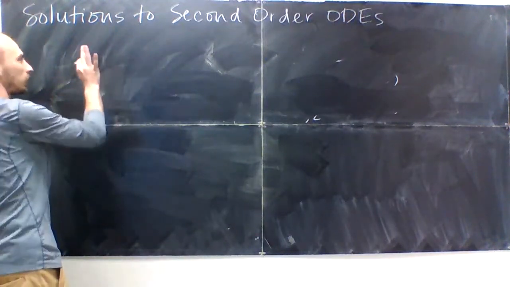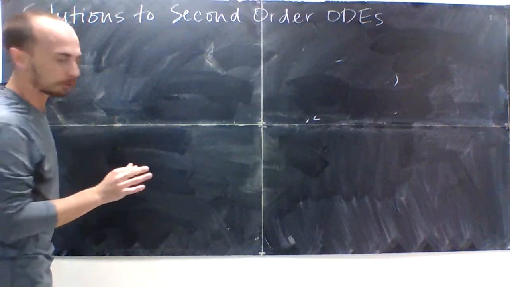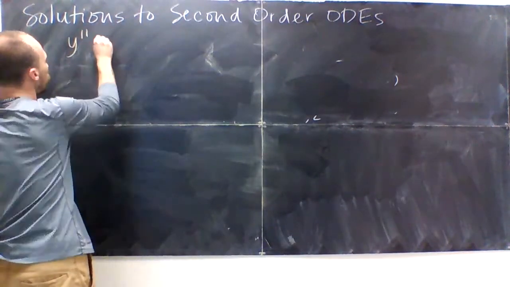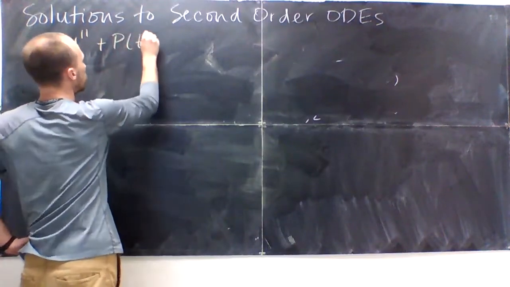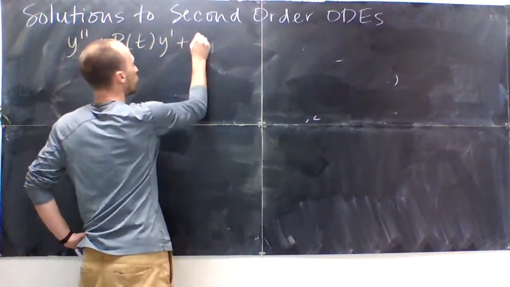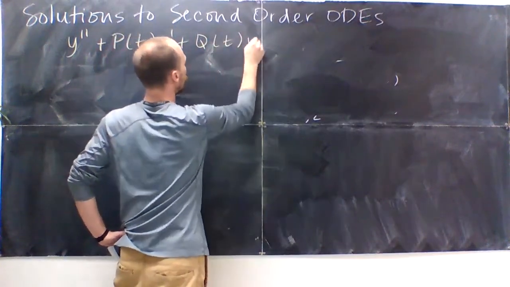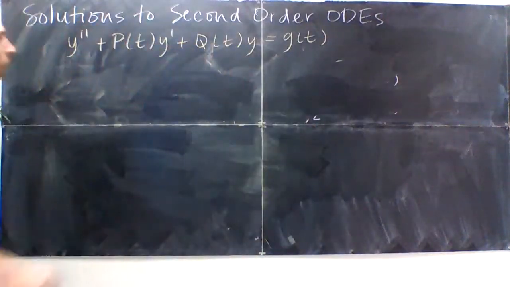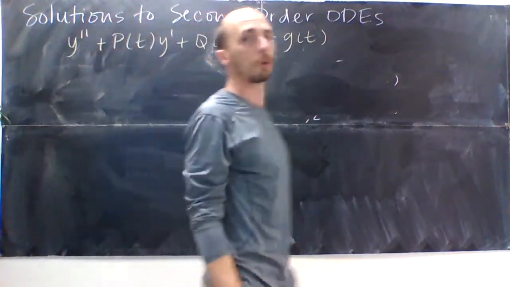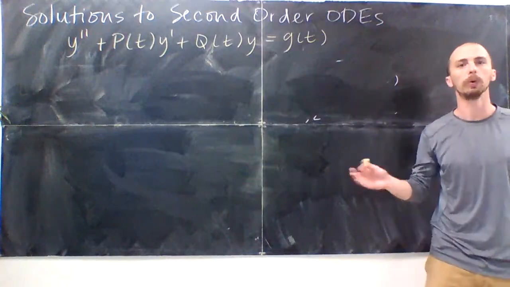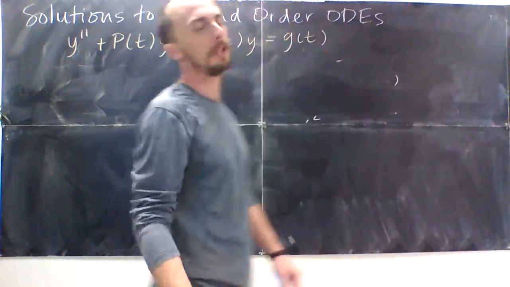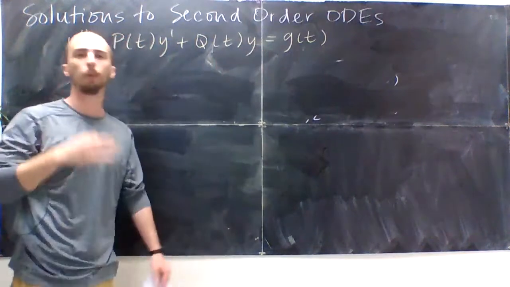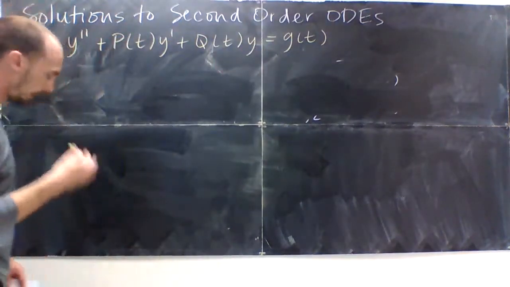Again, just to remind you, I'm talking about a linear second order ordinary differential equation. So that's going to be a differential equation of the form y double prime plus p of t y prime plus q of t y is equal to g of t. Now, for most of our discussion of second order differential equations, we're going to be interested in where g of t is equal to 0, and that's what we would call a homogeneous second order differential equation. And it's linear because it's p of t times y prime and q of t times y. We're not seeing y squared, we're not seeing sine of y, nothing like that.